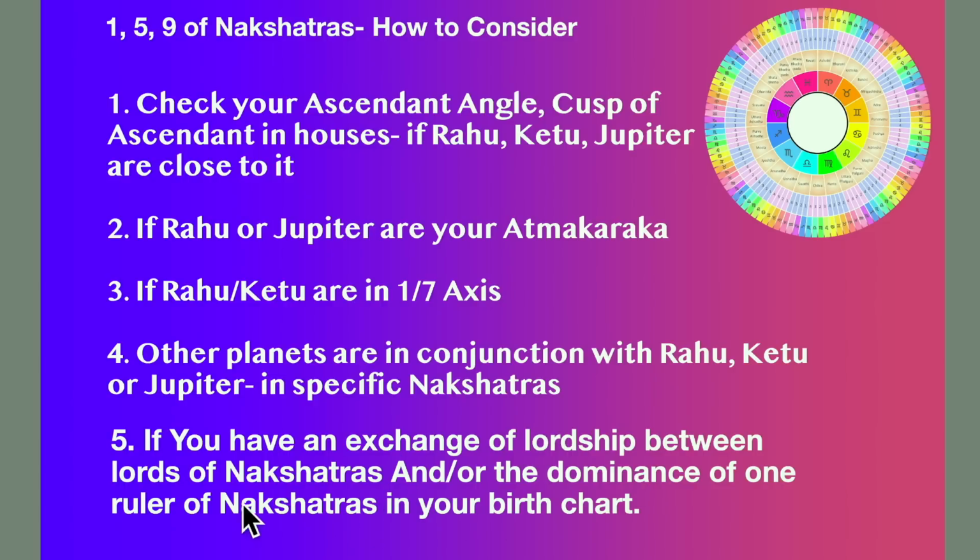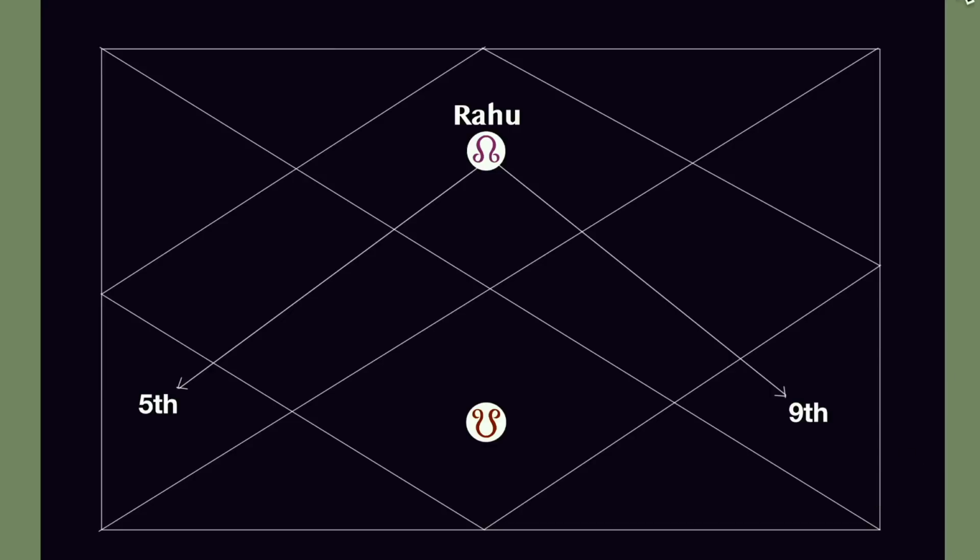So you got to check which the ruler of the nakshatra is. We have 9 types basically, 9 classifications of 3 nakshatras each, which makes it 27. So let's get into it. So if you're looking at the chart, you see Rahu as 5th and 9th aspects. This is the 5th aspect of Rahu. We are taking 1st and 7th axis as an example.